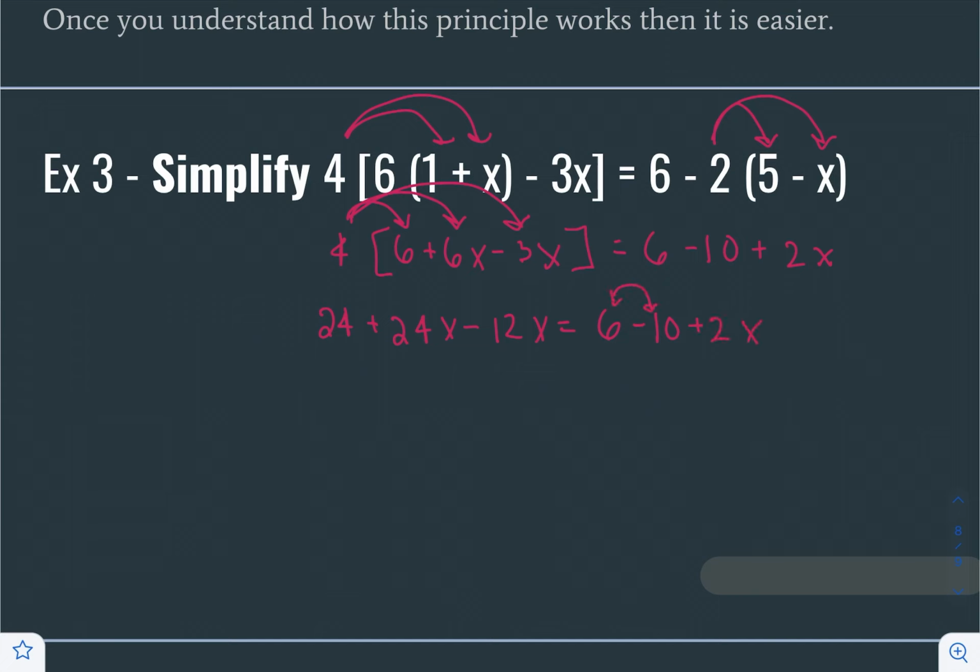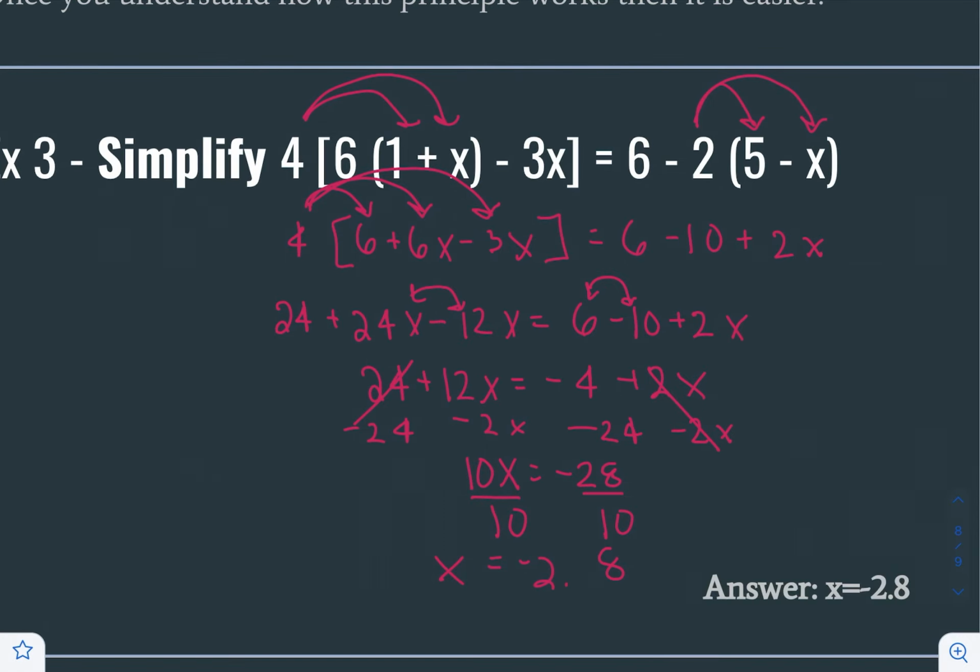Now we're going to combine like terms using both x and just regular like terms. So we're going to get 24 plus 12x equals negative 4 plus 2x. Now that we've simplified all that we can, we're going to get all of x's on one side. So I'm going to subtract 24 from this side, and I'm also going to subtract 2x from this side. So now we're going to get 10x equals negative 28. Once we divide both sides by 10, we'll eventually get that x equals negative 2.8, which is correct.